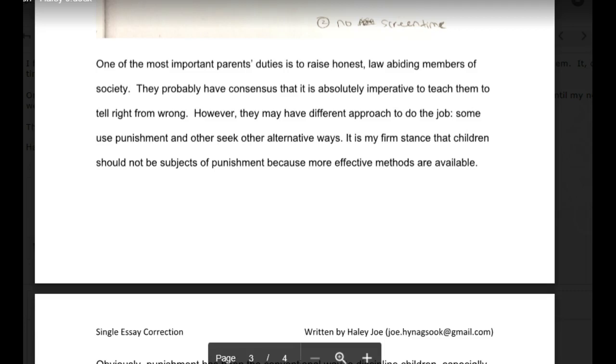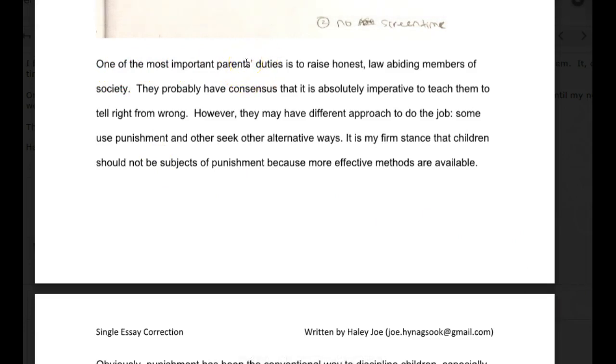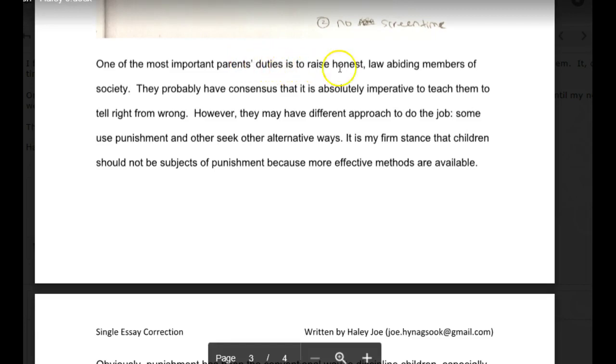Okay? If you're losing points somewhere, that's where it is, because one of the most important, I would have said, here, parental duties. You've got a very nice adjective that would fit here perfectly. Honest, law-abiding members of society, very nice vocabulary here.